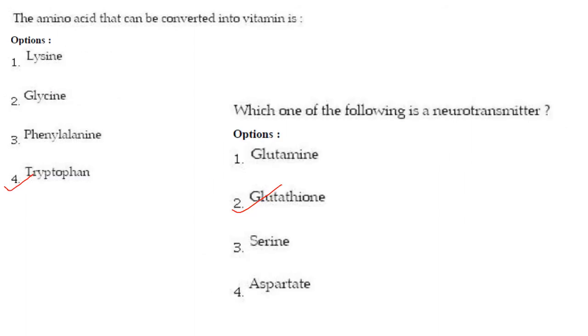Next one, the amino acid that can be converted into vitamin is option 1 lysine, 2 glycine, 3 phenylalanine, 4 tryptophan. Answer is option 4 tryptophan. Next one, which of the following is a neurotransmitter? Option 1 glutamine, 2 glutathione, 3 serine, 4 aspartate. Answer is option 2 glutamine.